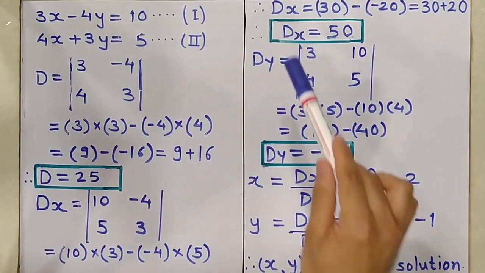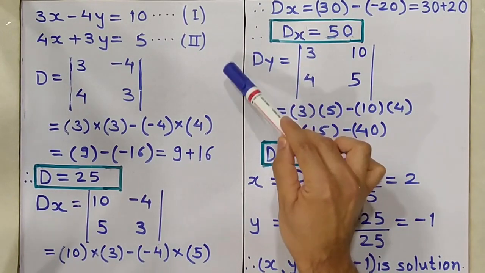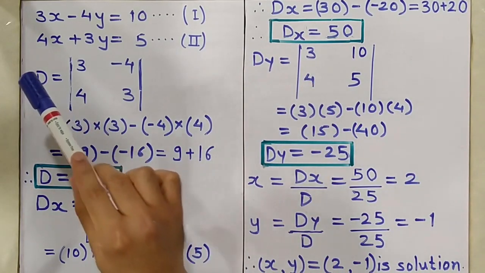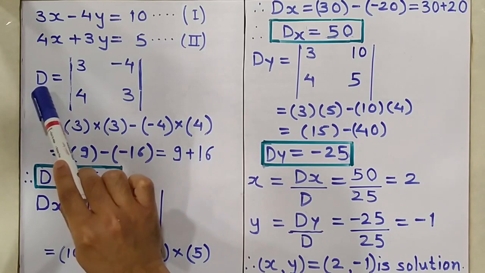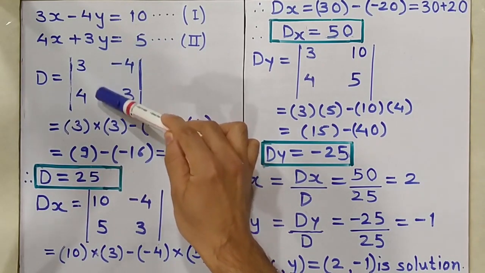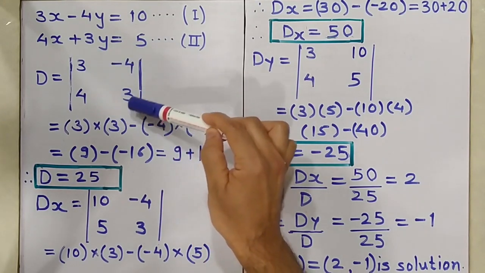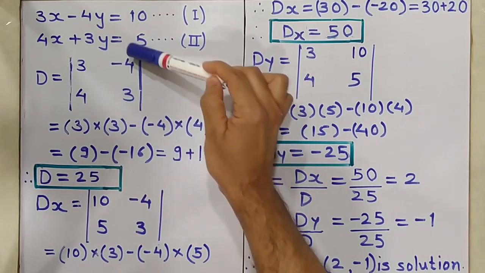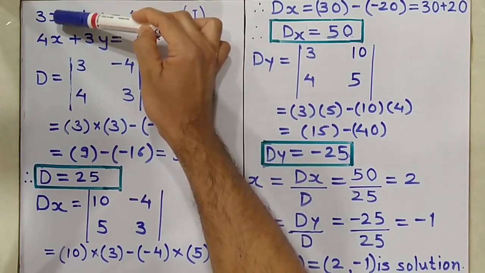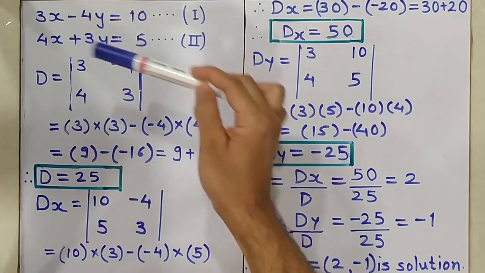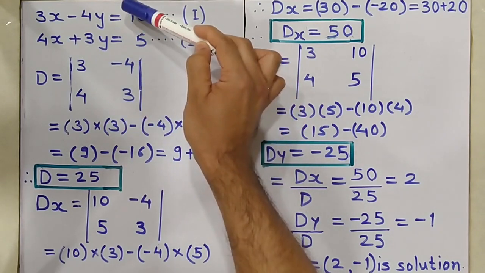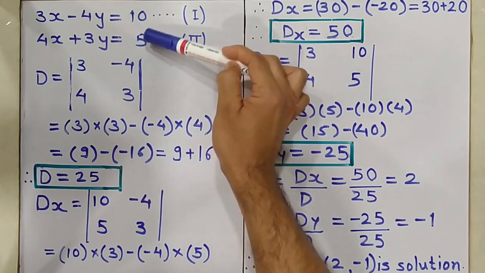अभी उसके बाद हमें dy को फॉर्म करना है. You have to form dy. Now again observe determinant d. In this, these are the coefficients of y. Observe it carefully. This is nothing but the coefficients of y. So you have to replace these coefficients of y by constant terms, that is 10 and 5.